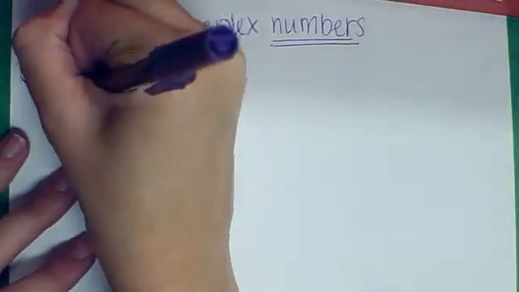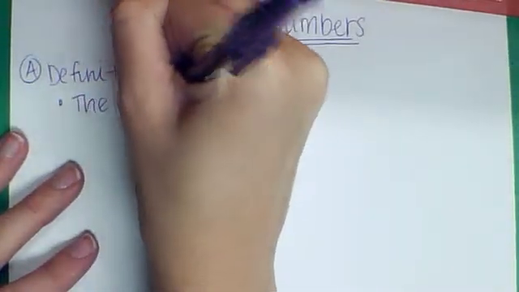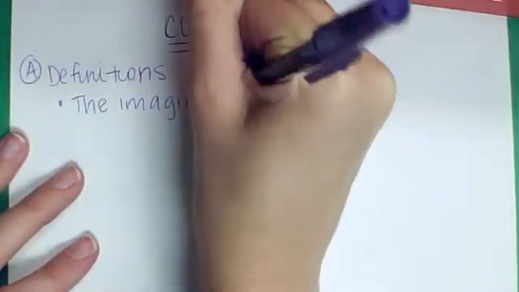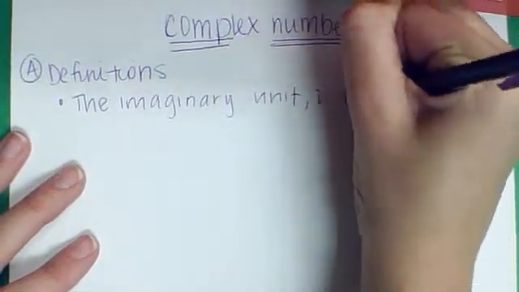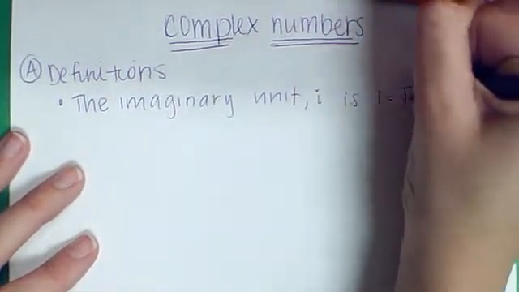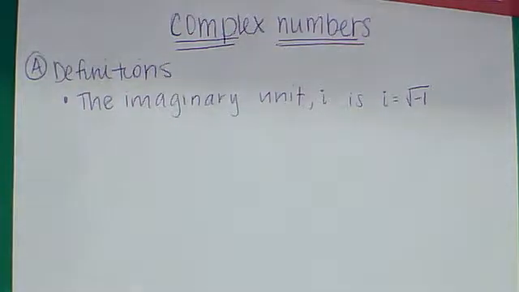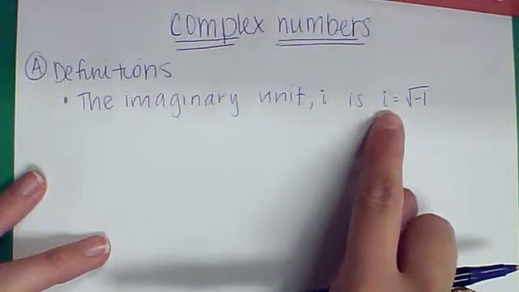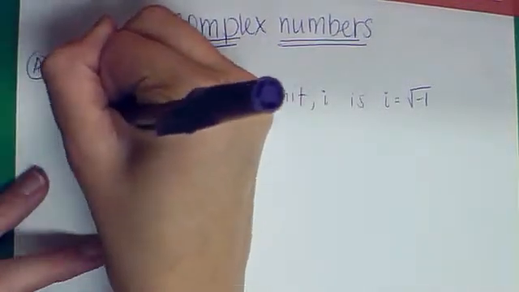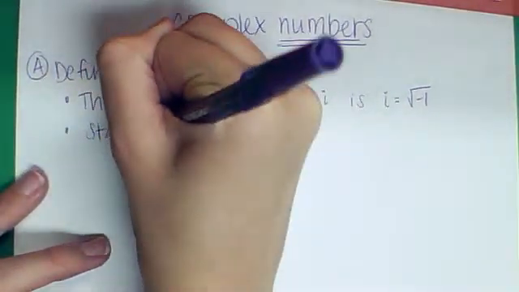The first thing is that the imaginary unit, which is called I, is equal to the square root of -1. So the imaginary unit is I. What I means is anytime there's a square root of a negative number, a square root of -1, that is I.